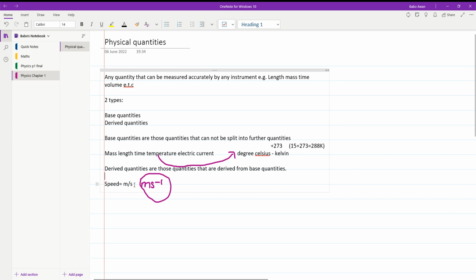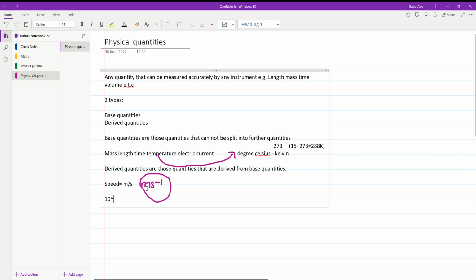Now, moving on to the next thing, which is prefixes. Now, what are prefixes? In maths, when you do standard form or indices, you write 10 power 3, 10 power minus 3, 10 power 4, 10 power 12, 10 power minus 12. This is what you basically do in indices and standard form. So it's similar to that. Prefixes are basically the symbols put before or after a number.